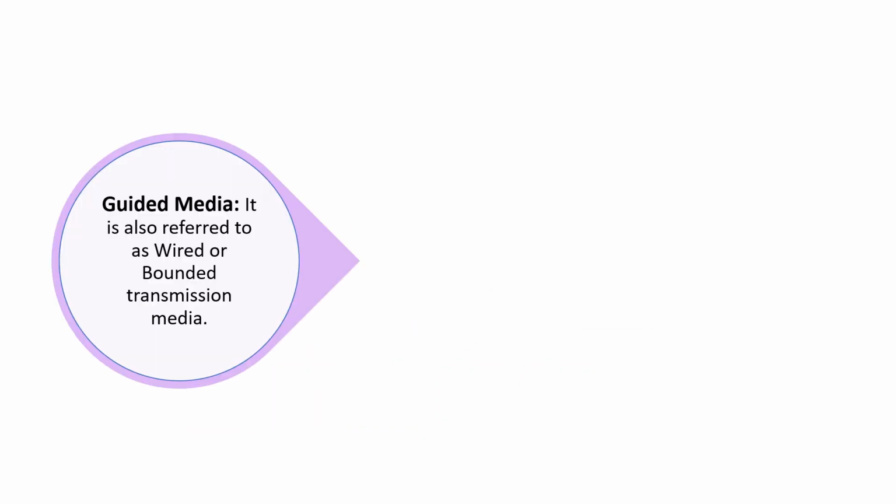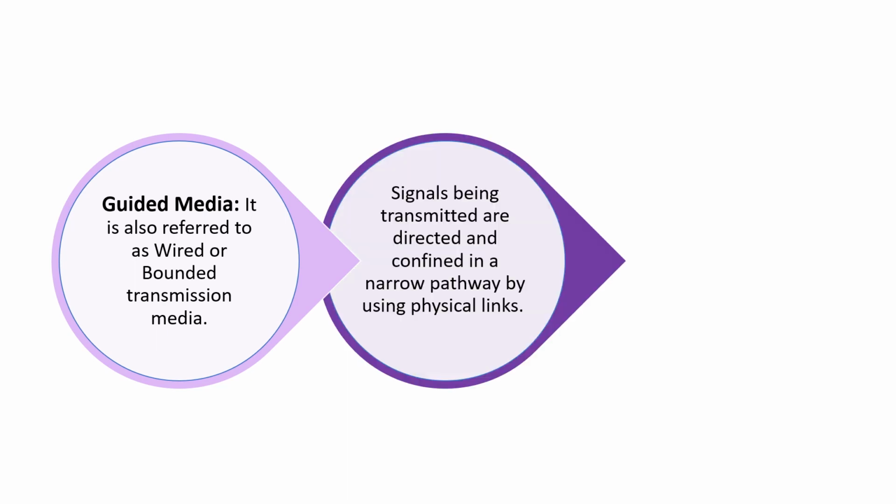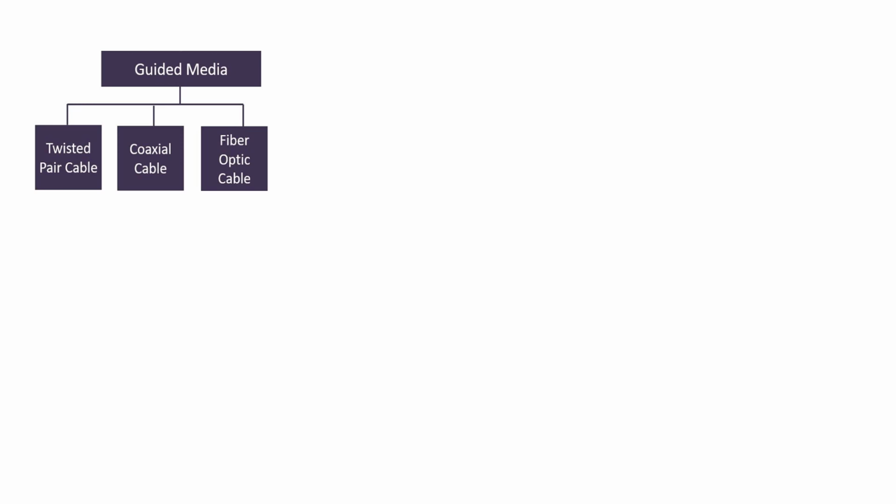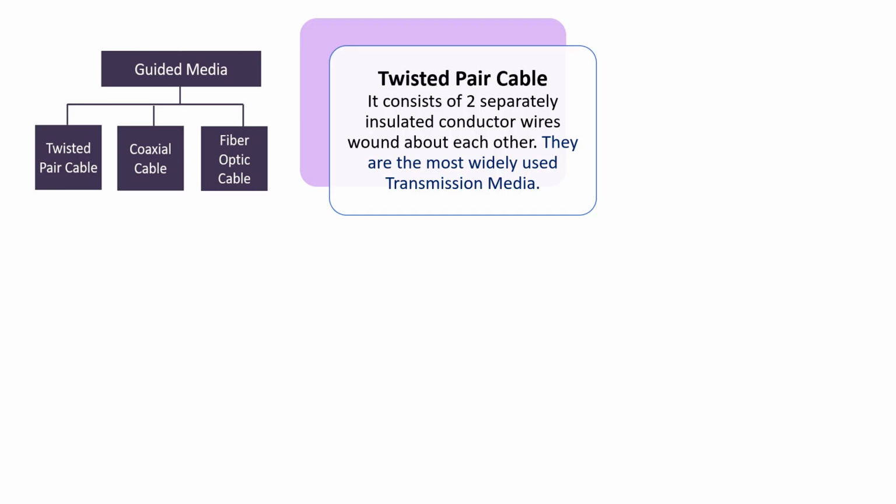It is also referred to as the wired or bounded transmission media. The signals being transmitted are directed and confined in a narrow path by using physical links. The features of guided media are high speed, secure, and used for comparatively shorter distances. The guided media involves three cables, that is twisted pair, coaxial and fiber optic cables. And we can see them one by one.